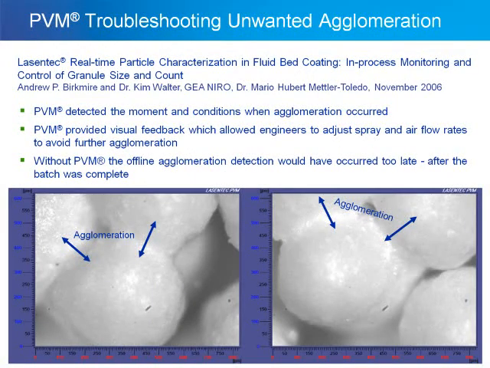Later on, you can see agglomeration actually occurred and PVM detected it. So here in these images, you can see the bridging in these particles, and they're actually getting stuck together. So PVM actually detected the moment and the conditions when agglomeration occurred, and PVM provided visual feedback which allowed the engineers to adjust the spray rate and the airflow rates to avoid further agglomeration. Without PVM, if we waited to get these measurements offline, it would have been too late, and the batch would not have been complete. Or the batch would have been complete, and also we would have a loss of yield.